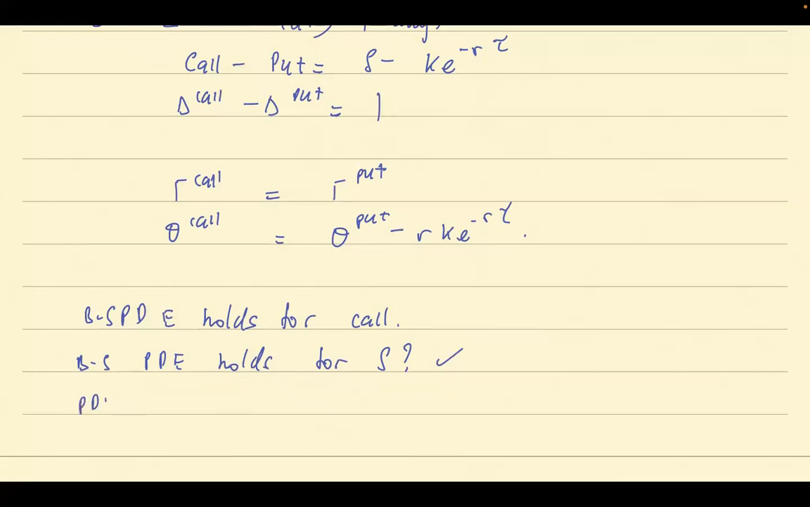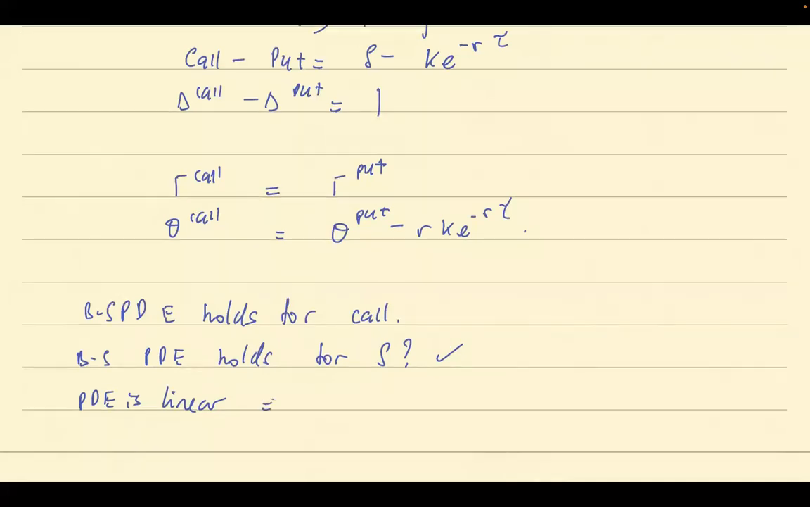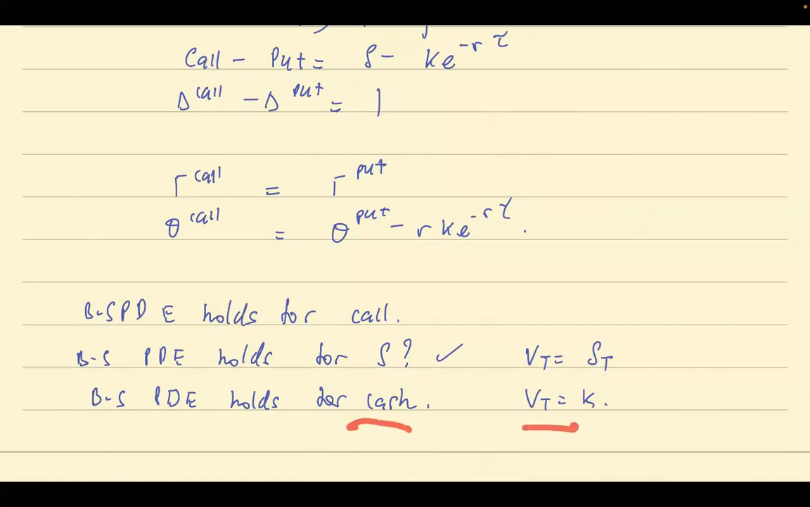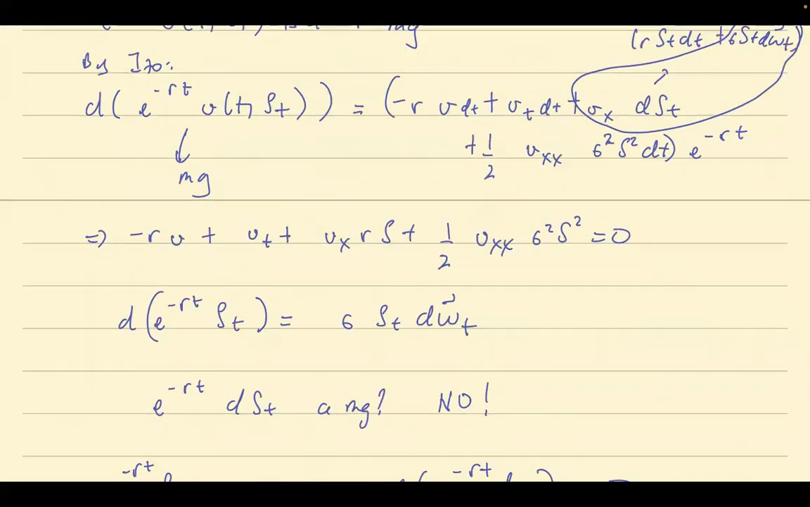Now the PD being linear, so it must hold for... oh, by the way, let me say one more thing to be pedantic. Flex shows PD holds for cash. Now that's too trivial, but meaning what? If it's cash, then, when I say hold for stock, what does that mean? That means VT equals ST. Hold for cash means VT equals K. Does it hold for cash? Meaning for bond? Well, if it's cash, then what is this?